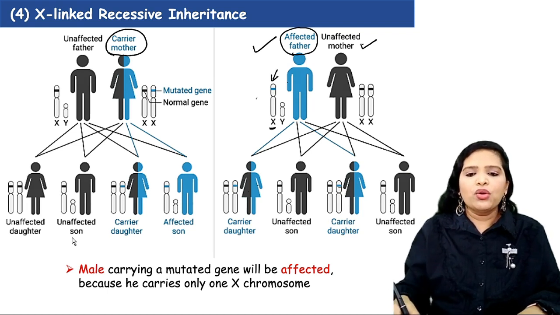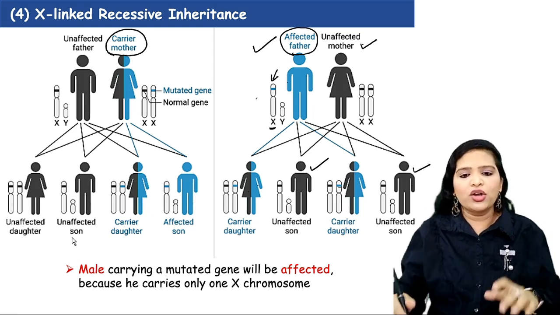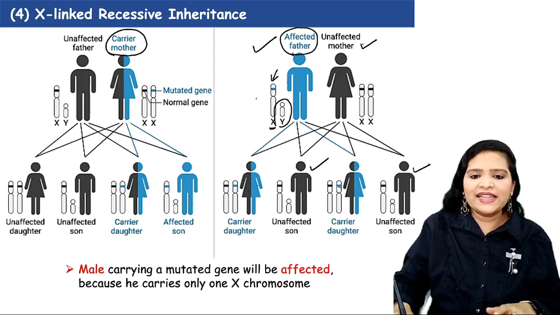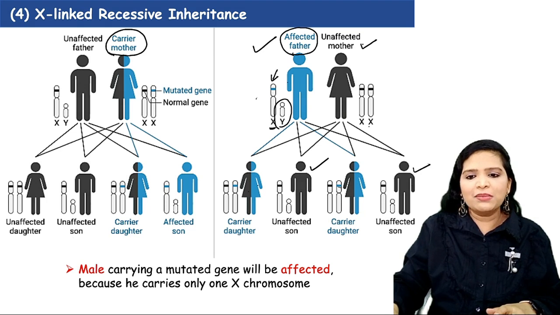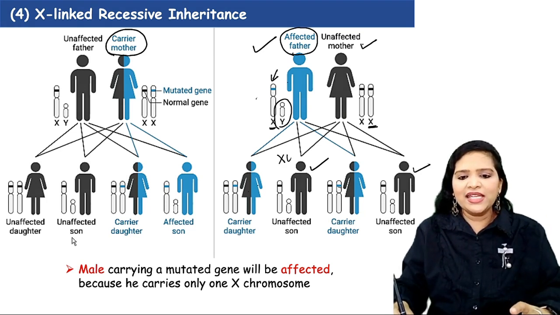Okay, so all the sons here will be unaffected. How? Because the father will provide one healthy Y chromosome and the mother carries two healthy X chromosomes. Okay, so all the males will have healthy chromosomes XY, XY.